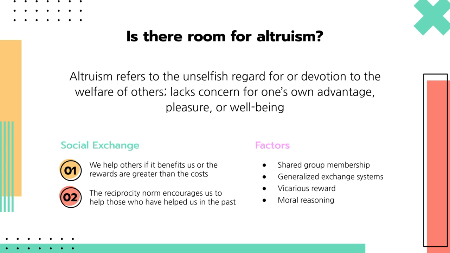And like I said, some factors that might promote altruism are shared group membership and generalized exchange systems. That means once you're aware of this more generalized exchange system, where you can reap benefits by putting something in, you might be more likely to reciprocate or act, in quotes, altruistically. You could think of things like vicarious rewards. So you do something for someone, it makes them feel good, and therefore it makes you feel good.